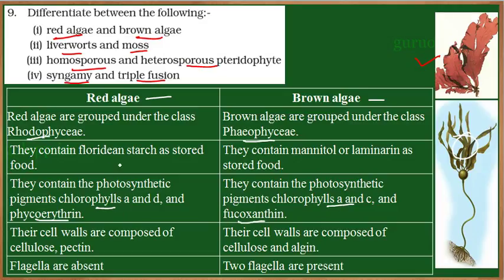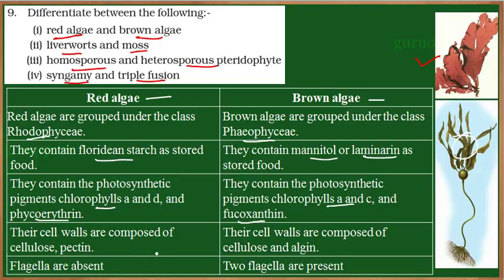And the red algae stores its food in the form of starch. This is called Floridian starch. So this kind of starch is found in red algae. It is a complex carbohydrate which is made up of repeating units of glucose. Whereas brown algae stores its food in the form of a complex carbohydrate called laminarin and a sugar called mannitol. So both are carbohydrates. Mannitol and laminarin are the stored food present in the brown algae, and Floridian starch is the stored food present in the red algae.